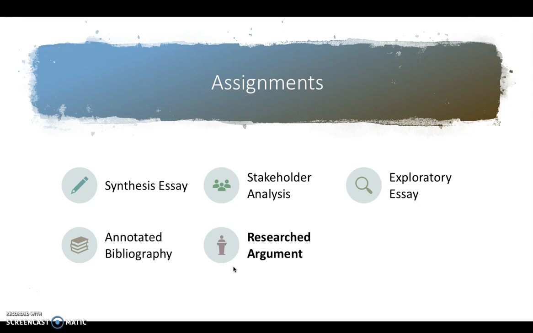So, the first thing I want to do is just look over the assignments. This semester you've had 5 major Dropbox assignments. We started out with the synthesis essay, where you looked at a few different sources and thought about how you could bring those ideas together in your own words. That was our initial really big look at bringing sources together to work with your own voice and your own ideas.